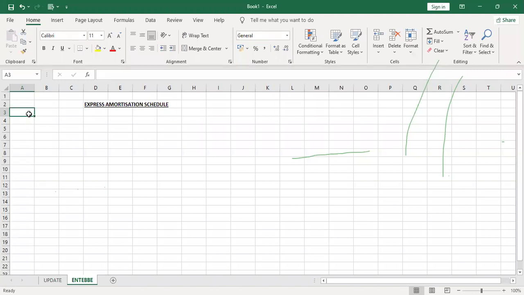Output schedule is for reporting what? It's for reporting purposes. Now, I don't know whether I will be able to show you how to merge and send. Okay.